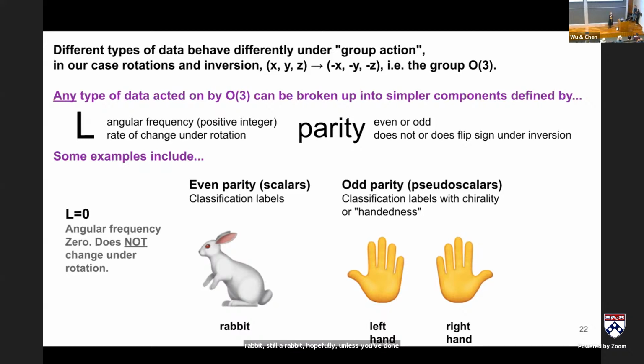But what about a pseudoscalar, which is odd parity? One great example is if I was classifying right hands. If I were to invert my image or mirror it, that right hand is going to turn into a left hand. They're still related. And actually with these types of networks, I only need to train on right hands to be able to identify left hands. So you automatically kind of get the recognition of this pattern.